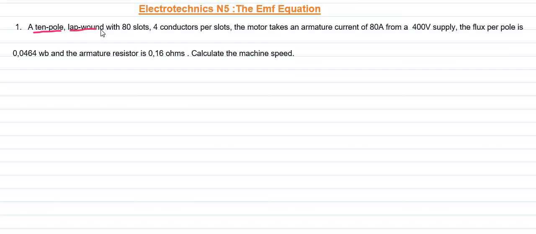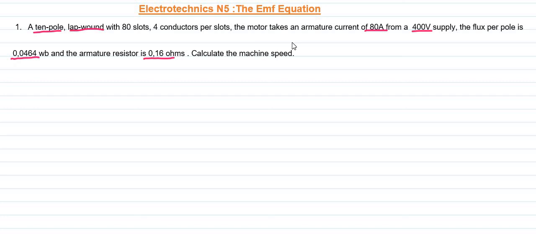A lap wound with 8 slots, 4 conductors per slot. The motor takes an armature current of 80 amperes from a supply of 400 volts. The flux per pole is 0.0468 webers, and the armature resistance is 0.16 ohms. Calculate the machine speed.